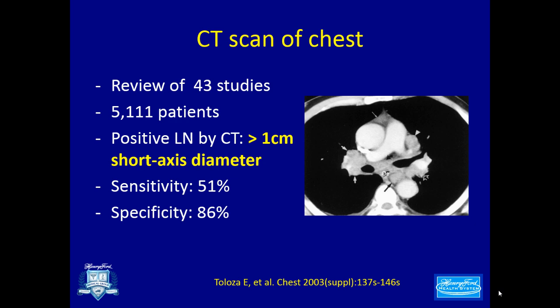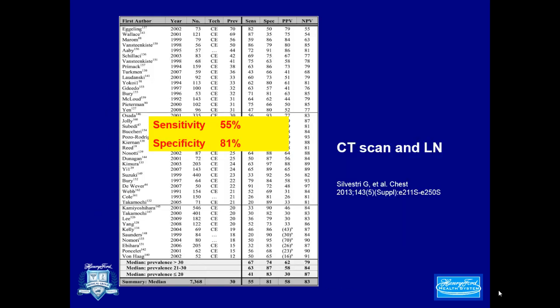So, CT scan of the chest, just to give you some theory behind it. In this review of 43 studies with 5,000 patients, the definition of a suspicious mediastinal lymph node for cancer is more than 1 centimeter in the short axis diameter, which we have talked about before. It only gives you a sensitivity of 50% and a specificity of 86%. So it's not really that much.